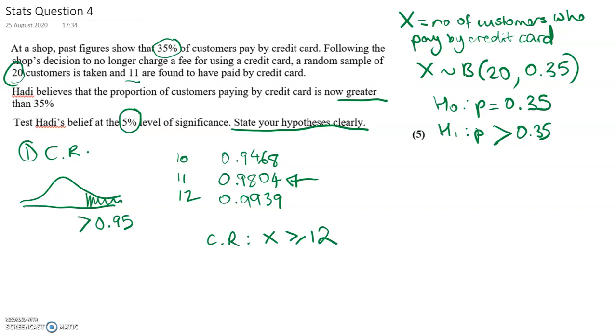Okay, does 11 fit into that region? No, it doesn't. So you then have to write a sentence like 11 does not fit in the critical region. Therefore, do not reject H0. And then you need a contextual statement at the end, such as there is insufficient evidence to suggest that Hardy's belief is correct, or insufficient evidence to suggest that the proportion of customers that pay by credit card is greater than 35%.